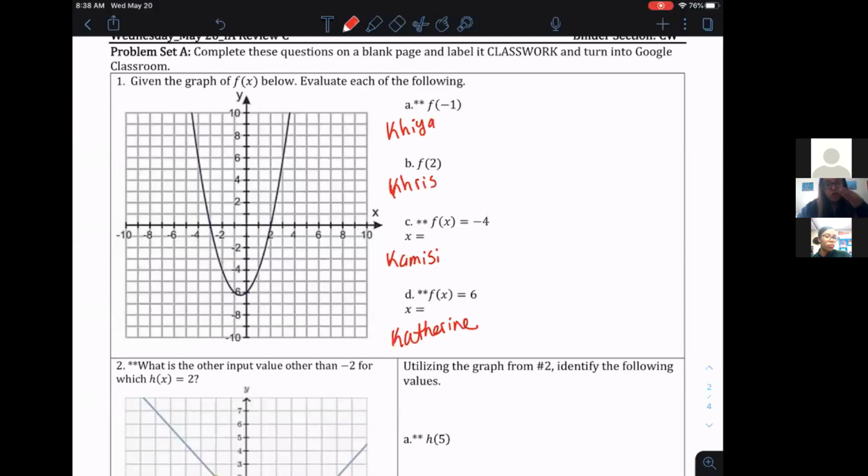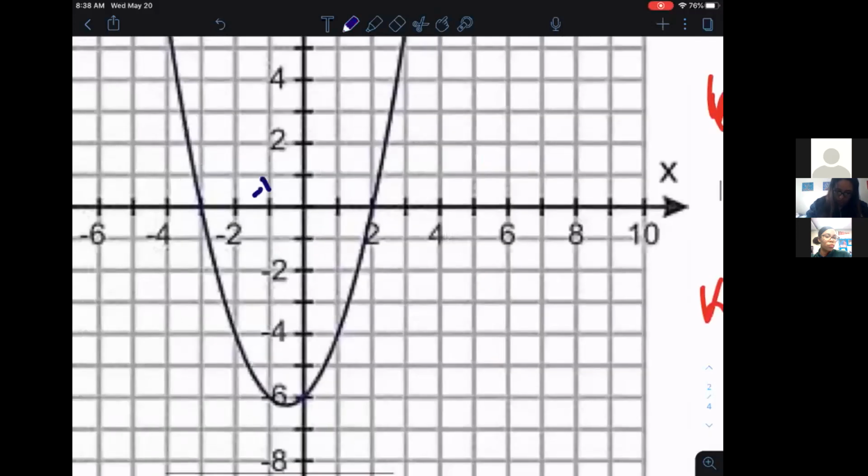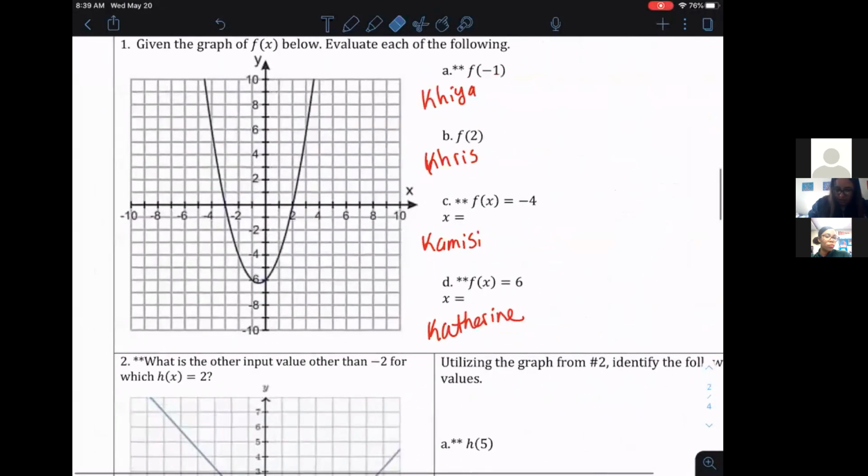Kaya with A. Tell me what you have and what you need to find. I said f of -1. That meant that x was -1, and we had to find the y values. Okay, so here's x is -1. We go down, down, down, down, down. What was the y value there? The y value was -6. Beautiful. Great job, Kaya. F of -1 equals -6. Good. Great job. Chris, B.